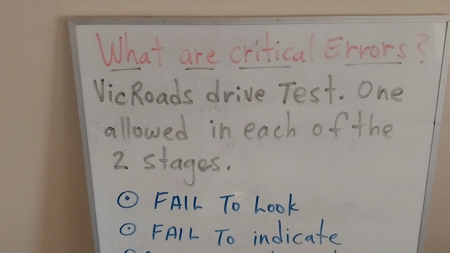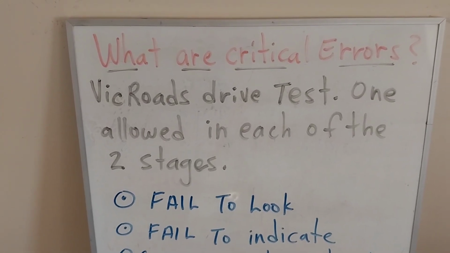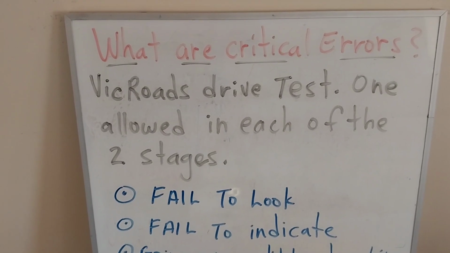Fail to indicate. Suppose you're turning right and did not indicate right. Suppose you're turning left, did not indicate left. So every time you miss one indicator that was required, that's one critical error.